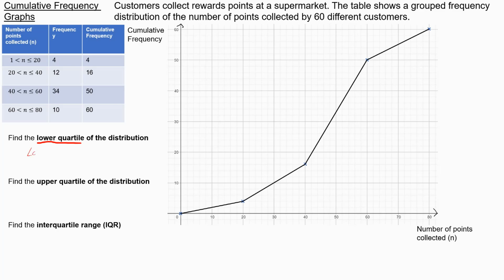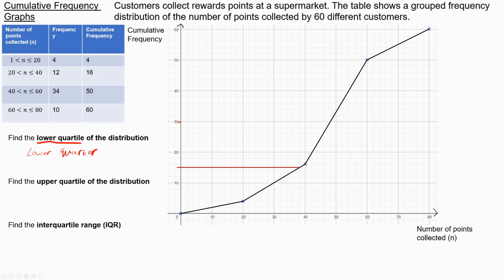The word lower quartile sounds like lower quarter. So to work out the median, we had to go halfway up to 30. So to work out the lower quartile, we just go halfway up from 30. So it's like half of a half. Half of 60 is 30, half again is 15. So we need to go up 15.